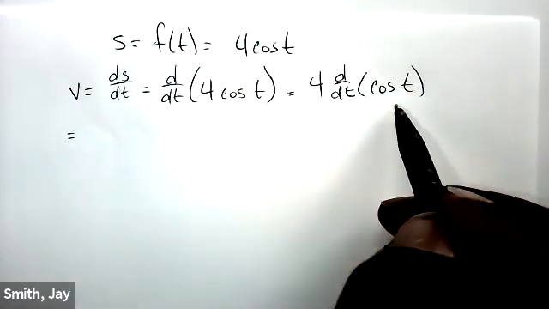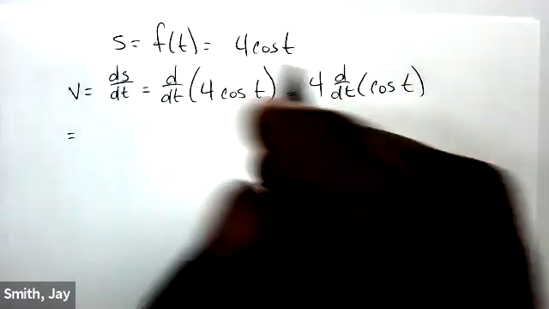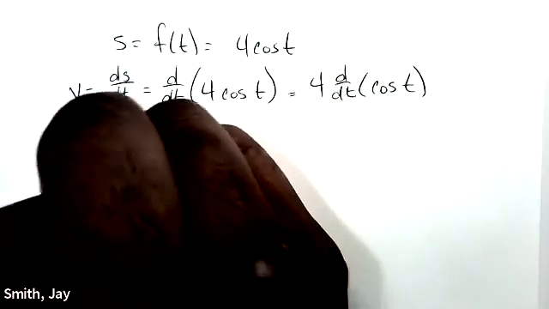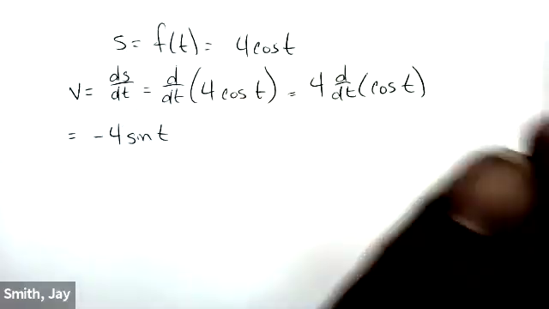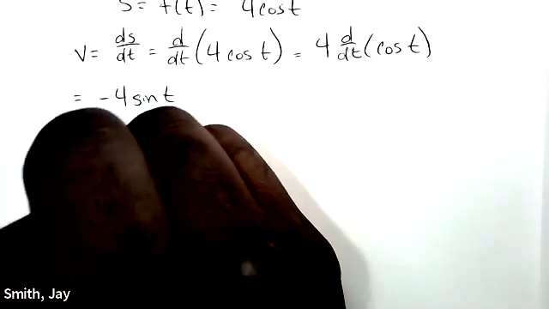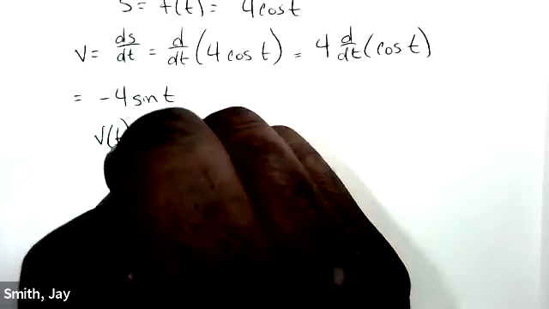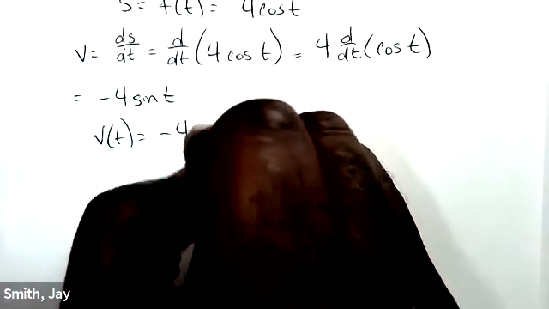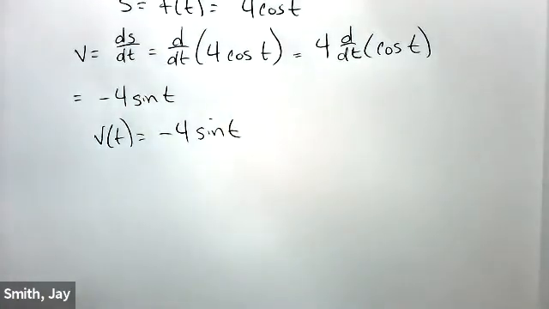We know the derivative of cosine is negative sine. So our answer would be -4 sine t. So the velocity function with relation to time, or v of t, is -4 sine t.